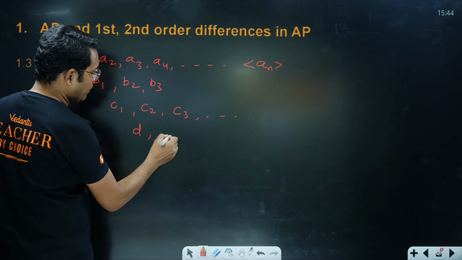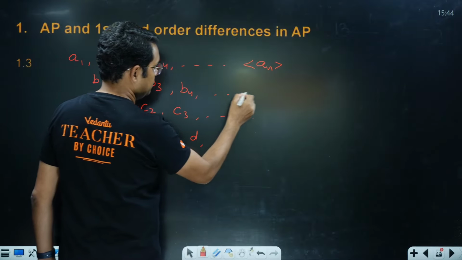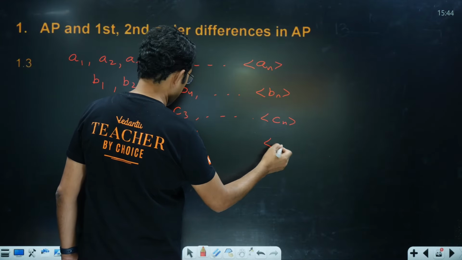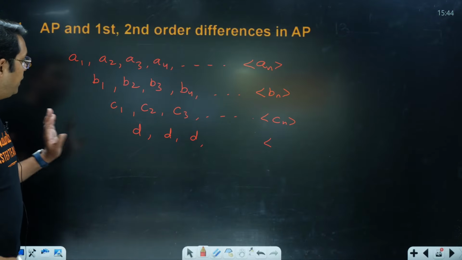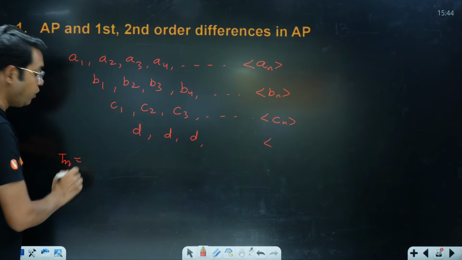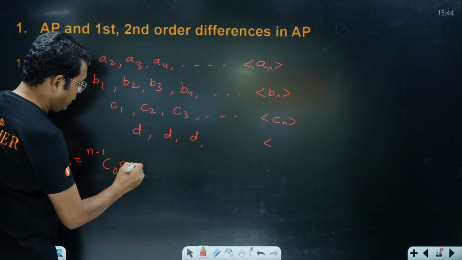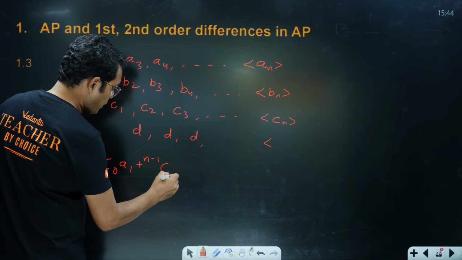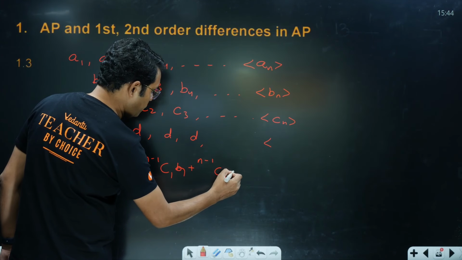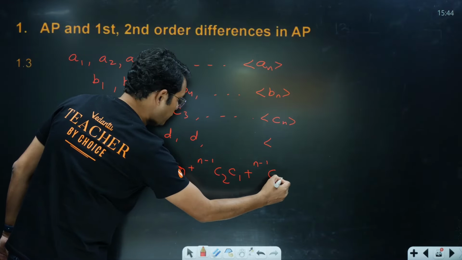After that you will be getting D, D, D and so on. This is Bn, this is Cn, and this is a constant series, you can say. Now I have already told you how to find Tn by that method of nCr, so that will be n minus 1 C0 into A1 plus n minus 1 C1 into B1 plus n minus 1 C2 into C1 plus n minus 1 C3 into D.